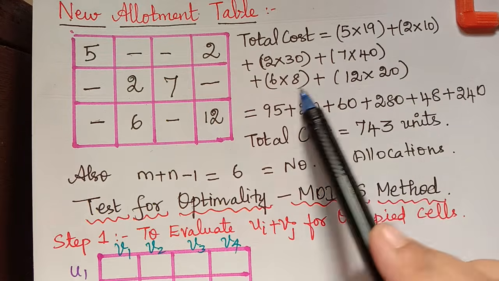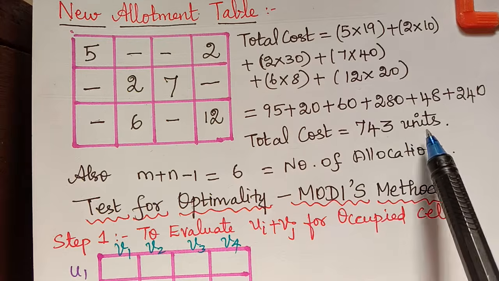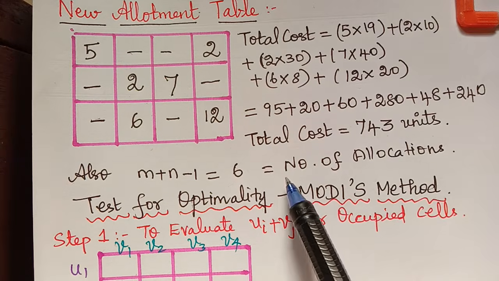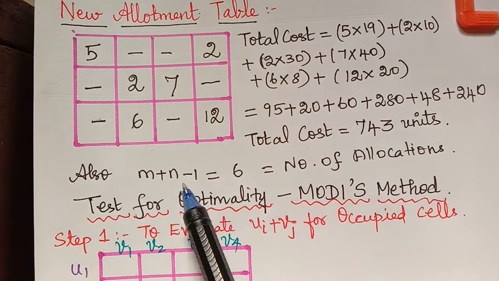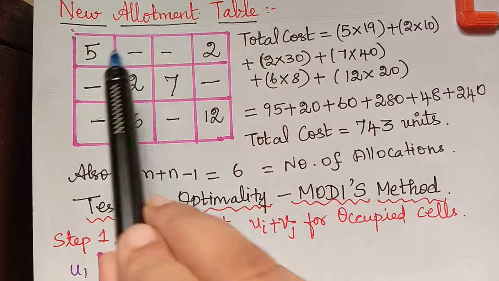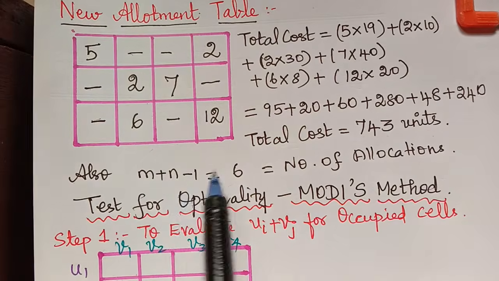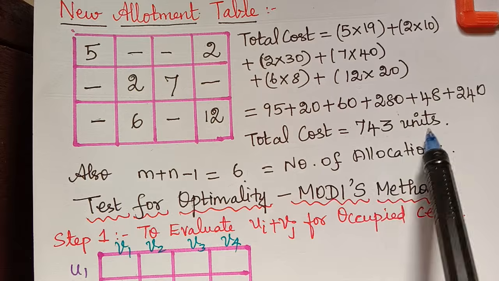So I have evaluated using the same procedure, and I've got it to be 743 units. Next again we have to check whether the solution is degenerate or non-degenerate. So m plus n minus 1 was equal to 6, and the number of allocations, if we see, 1, 2, 3, 4, 5 and 6. So both were equal.